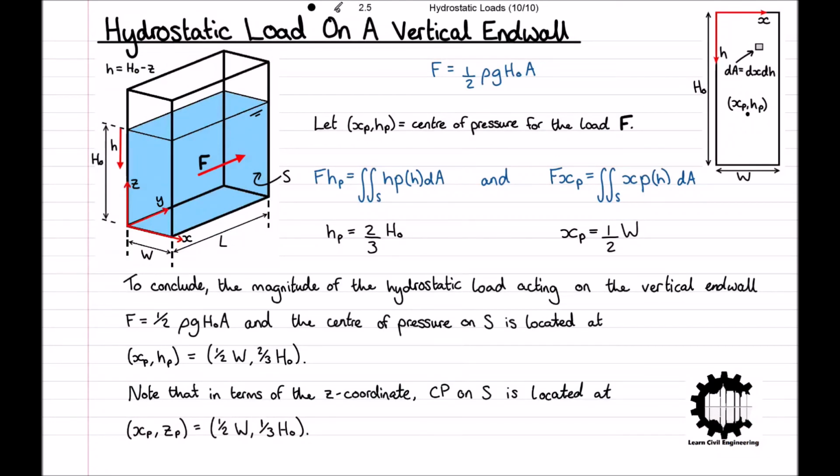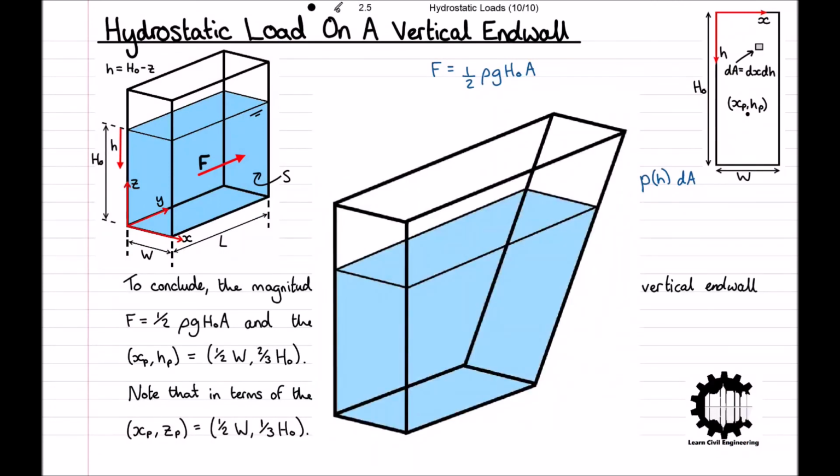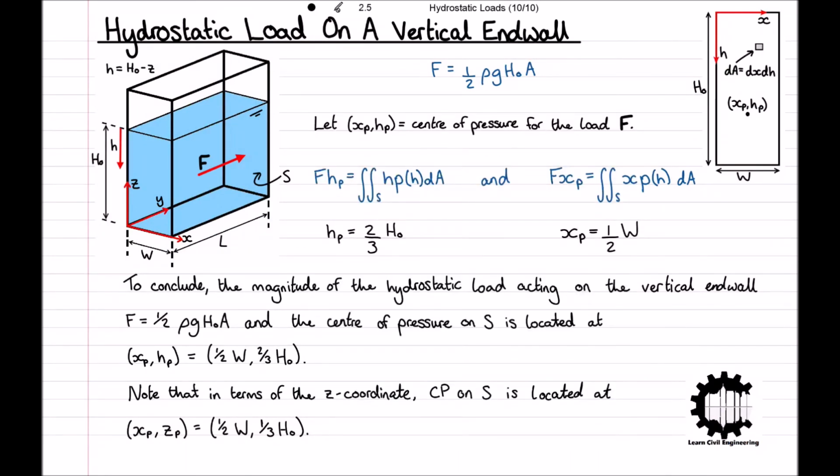So that then is how we can calculate the hydrostatic load on a vertical end wall and find the point of action of that load. In the next video, we will calculate the hydrostatic load and the point of action of that load on an inclined end wall.